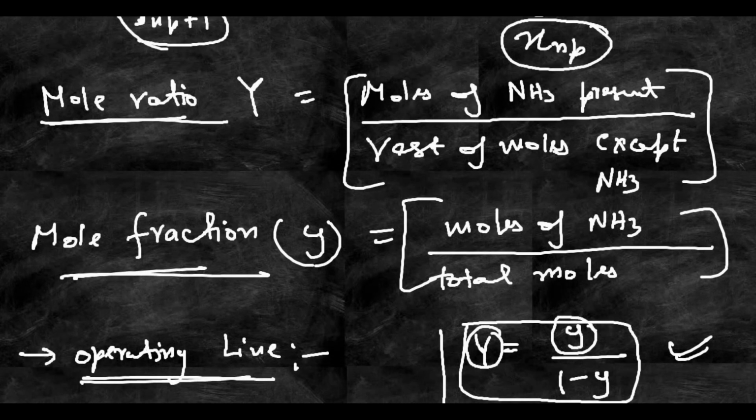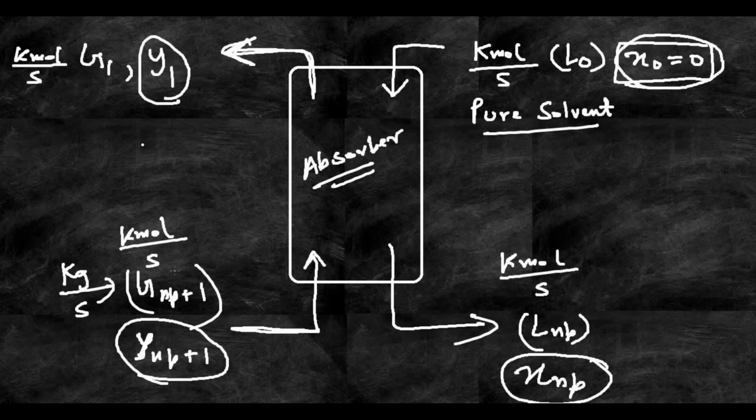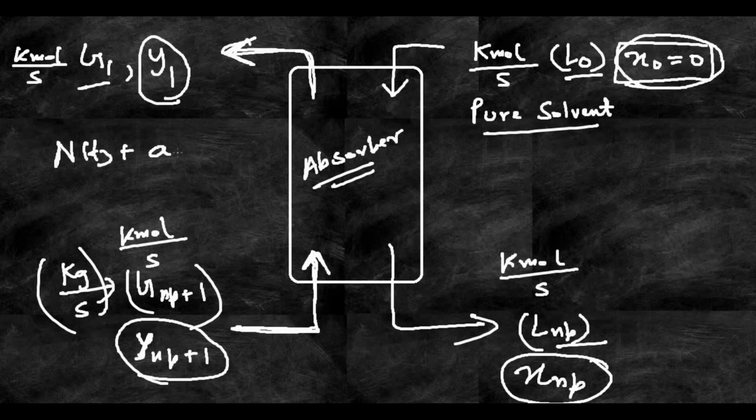Also, one more thing that we need to know is, in this diagram, you can see that this capital G(NP+1), this G1 and this L0 and this L(NP), all these are total flow rates. That is the total kg per second which is entering from the bottom. It does not discriminate whether it is ammonia or air separately. It is the entire thing which is going in. So now the mixture which I am sending is ammonia plus air. So ammonia is the solute. I need to absorb this using the water.